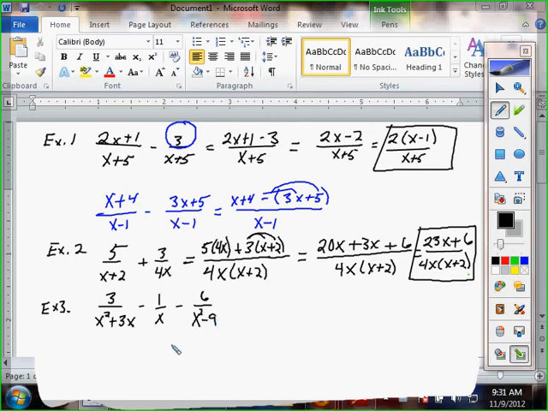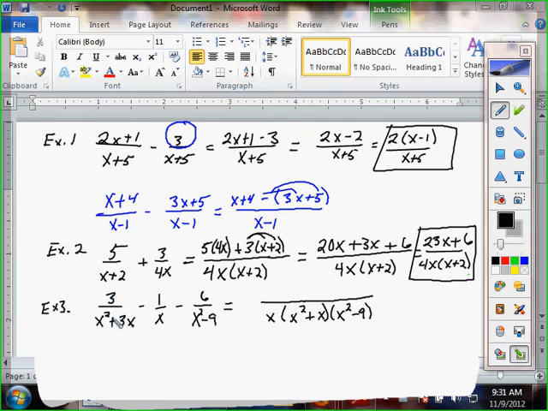Okay, so I have 3 over x squared plus 3x minus 1 over x minus 6 over x squared minus 9. And so I have a three-way subtraction problem here, and I need a common denominator, so I'm just going to go ahead and multiply all my denominators together. So I have x squared plus 3x, or I'll put the x out front, it'll make more sense to do that, times x squared minus 9.